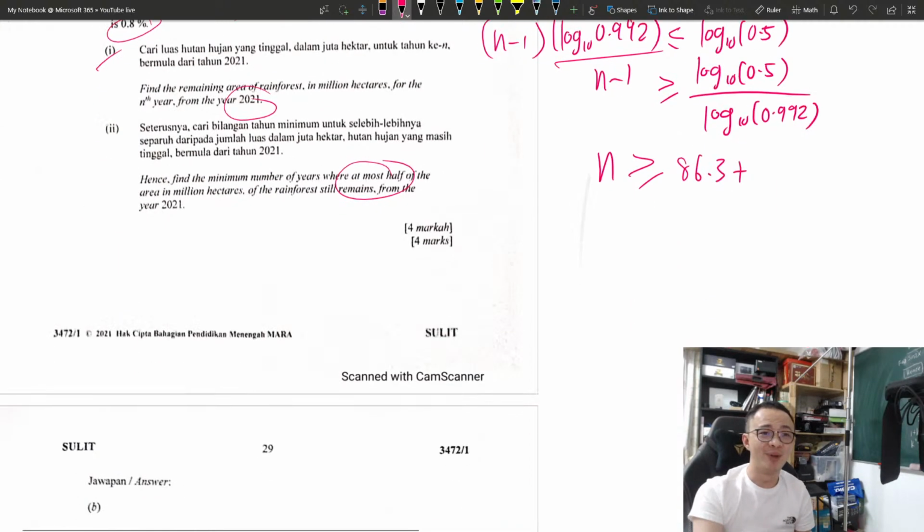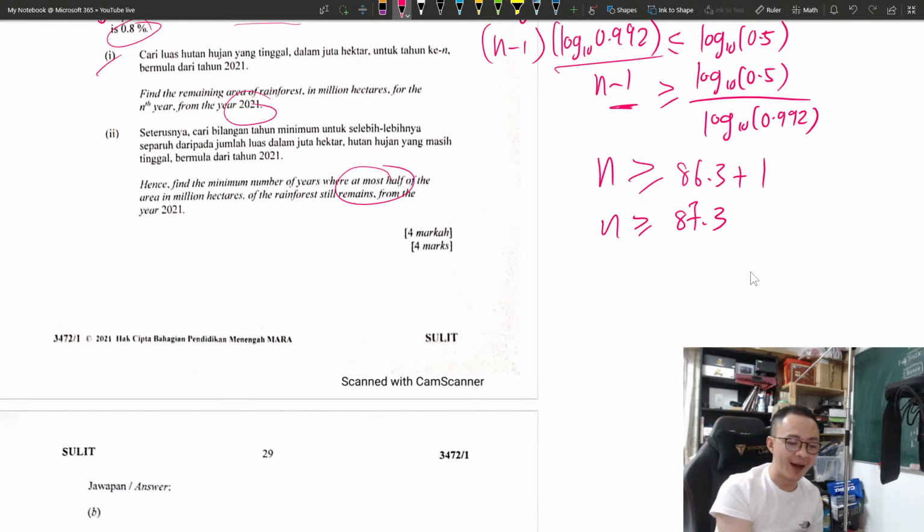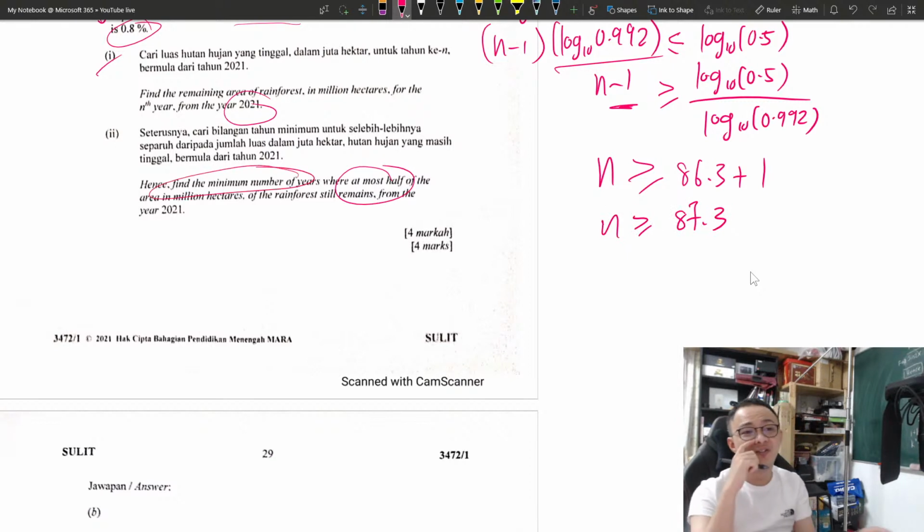Oops, I'm blocking it, sorry. I want to plus 1, right? Because minus 1 moves to the other side, I will plus 1. So will be 87.3. So this one explains why the question asks you to find the minimum number of years.